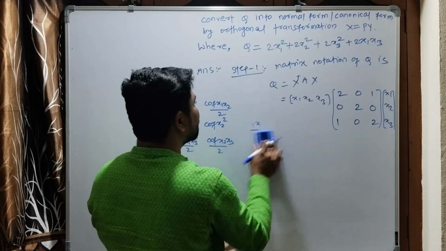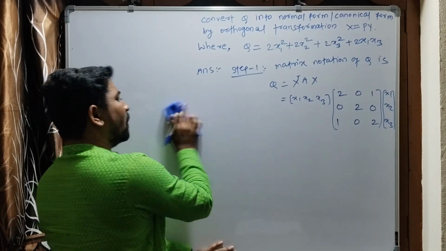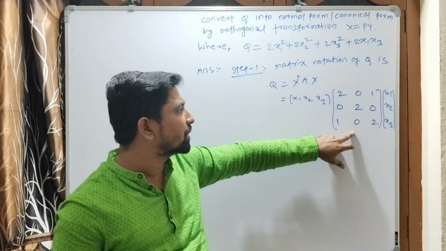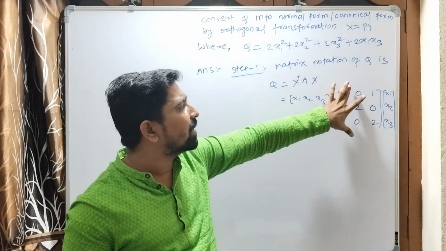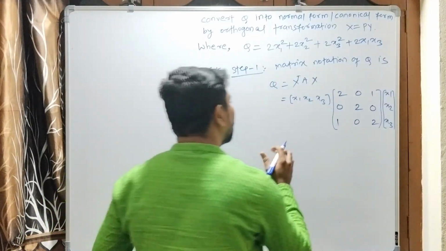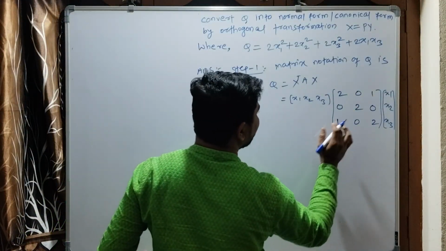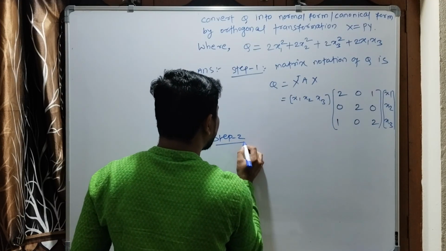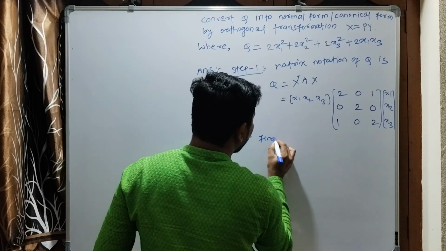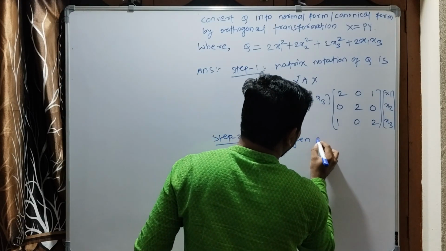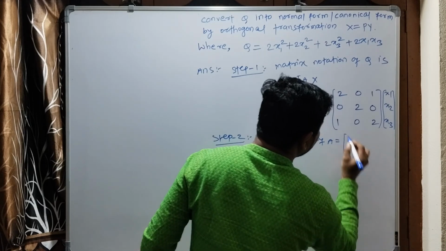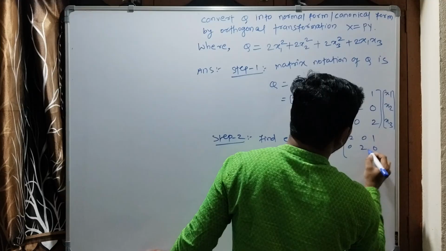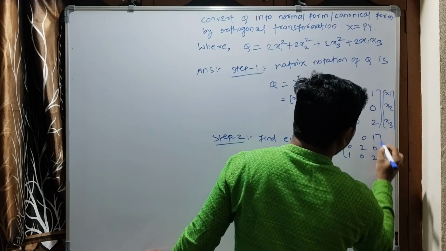So step 1 is achieved. This is my matrix A, a square matrix of order 3 cross 3. Now I want to find the eigenvalues of this matrix A. So step 2: find the eigenvalues of A, where A is the matrix 2 0 1, 0 2 0, 1 0 2.